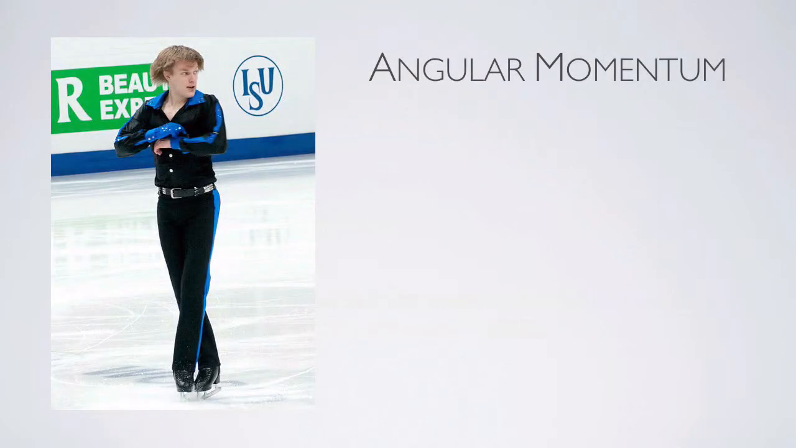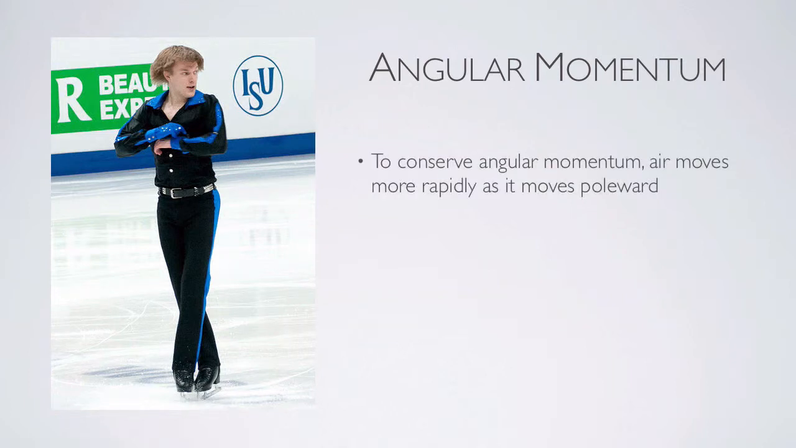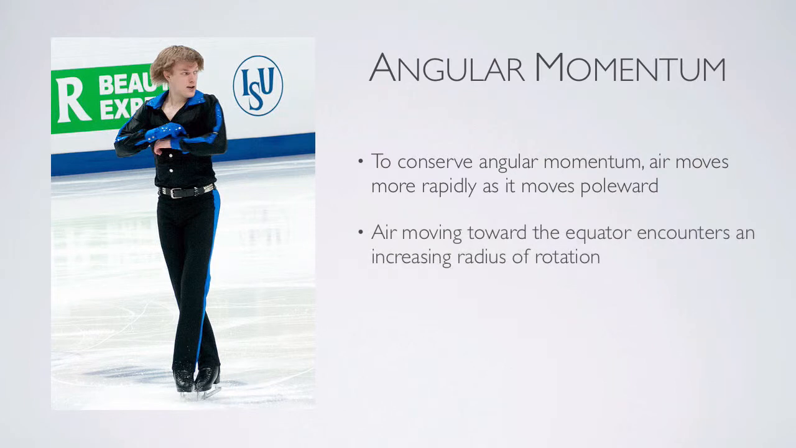Now this might be hard to think about in some respects, but it's pretty easy to think about if you imagine a figure skater. So to conserve angular momentum, air moves more rapidly as it moves poleward, just like the figure skater himself is going to spin faster as he pulls his arms closer and closer and reduces the radius of rotation. Conversely, air moving towards the equator encounters an increasing radius of rotation. And to conserve angular momentum, it moves more slowly and would be redirected to the right if it's coming from the north.